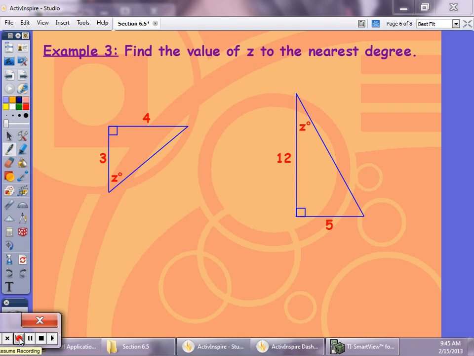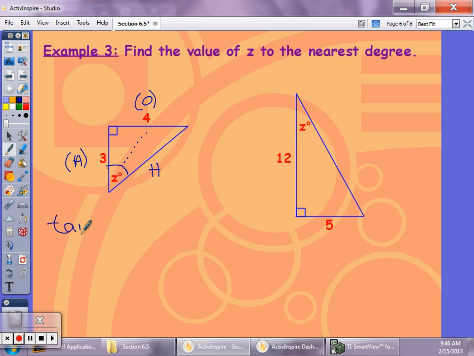We can also use the tangent ratio to find degree measures. So in a right triangle, if we are given the opposite side and the adjacent side of an unknown angle, we can use what's called the inverse of tangent to find that degree measure. So in this triangle, we have angle Z with an opposite side of 4 and an adjacent side of 3. So if we set up our tangent ratio, we're going to have the tangent of our unknown angle Z is going to be equal to the opposite side, which is 4, over the adjacent side, which is 3.